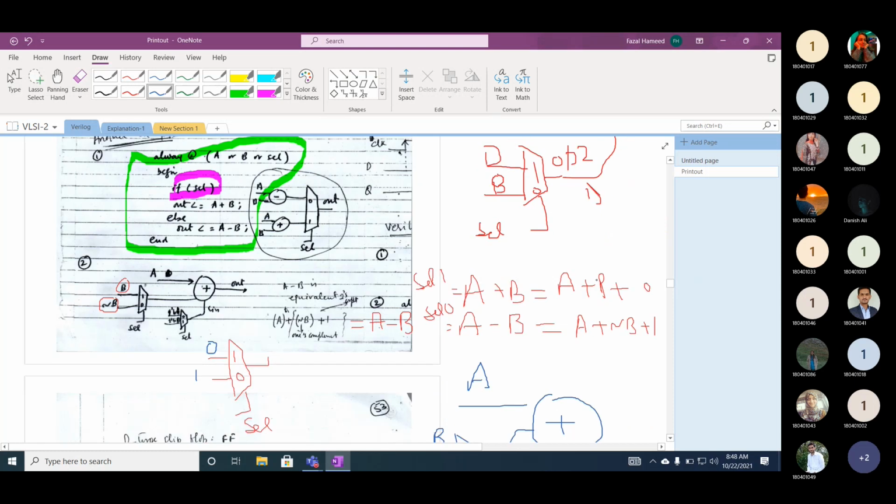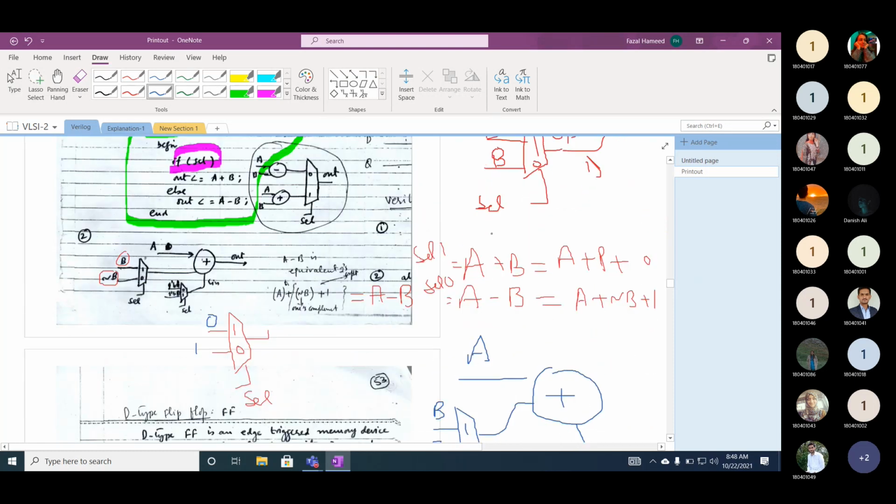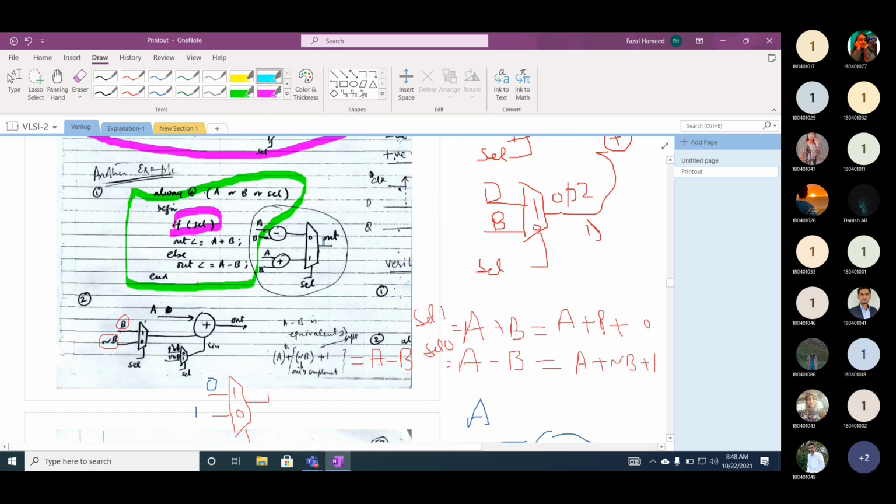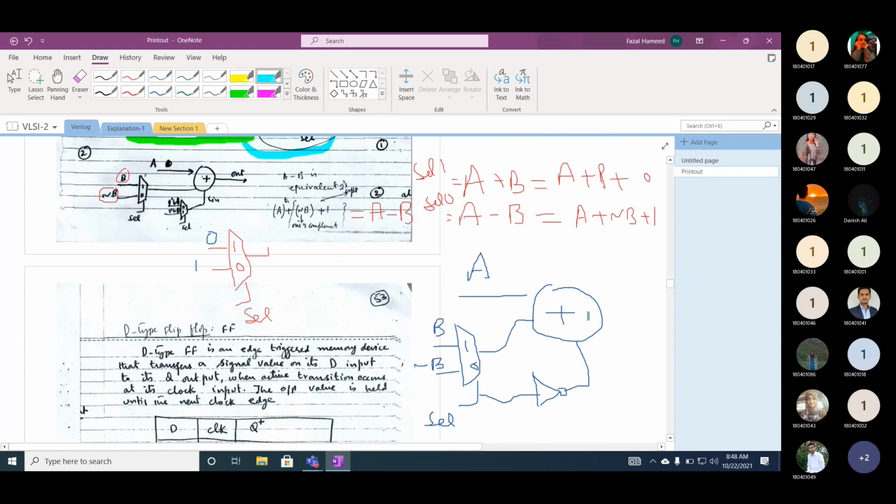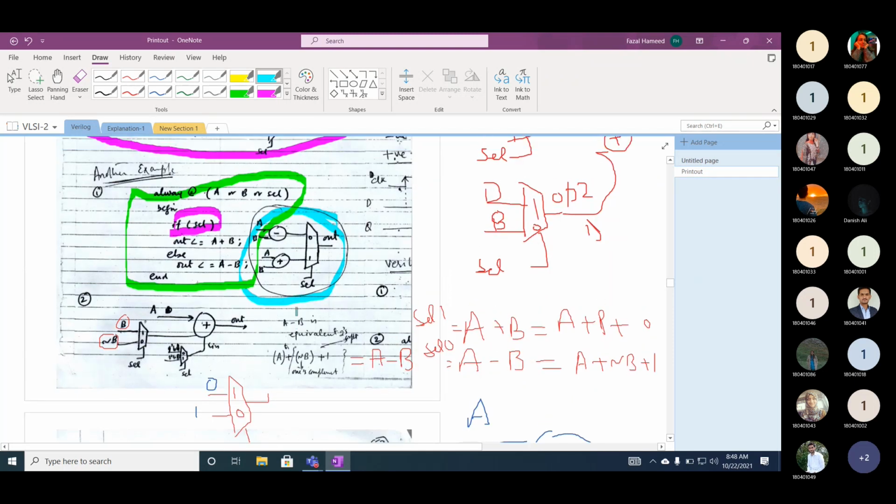Now, is this implementation efficient or is the first implementation efficient? The second one. No, sorry, not this implementation, this implementation. In the first case, we need two adders. A subtractor is actually an adder. We need 2 adders and 1 mux. Here we need only 1 mux, 1 adder, and 1 small inverter.